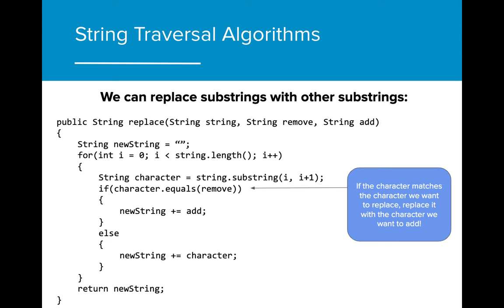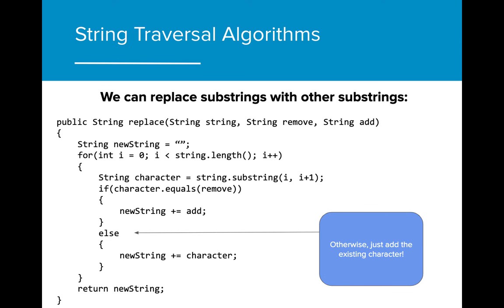If the character is equal to the value of the string that we are intending to remove, then we replace that value with the character we want to add. We do so by simply adding the string add to the new string instead of adding the character. If the character is not equal to the substring we want to remove, then we add that character to the new string. This way, all of the characters that we want in the string will appear, and those that we want to replace will be replaced using the if statement.